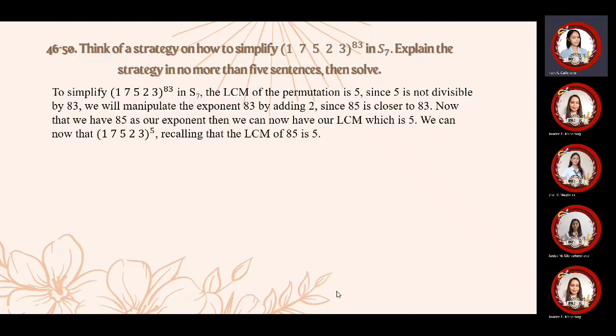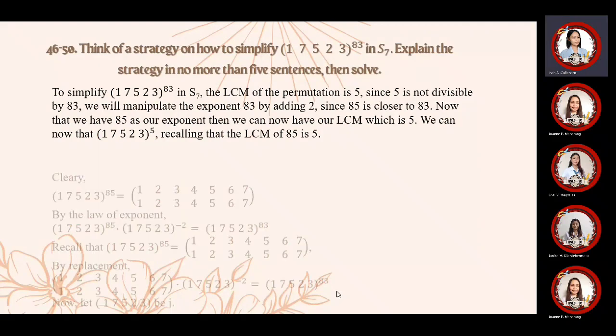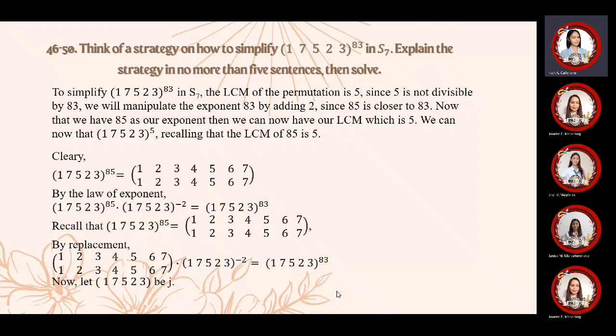To simplify, in the set of 7, the LCM of the permutation is 5. So since 5 is not divisible by 83, we will manipulate the exponent 83 by adding 2, since 85 is closer to 83. Now that we have 85 as our exponent, we can now have our LCM, which is 5.